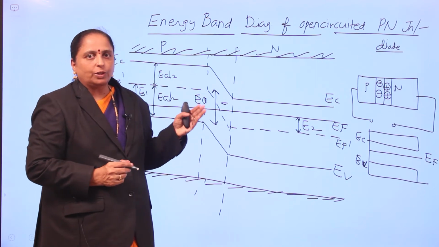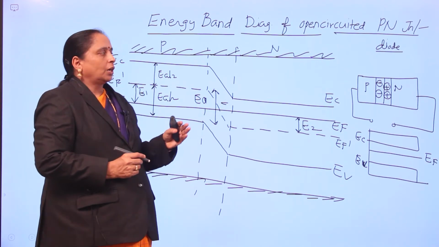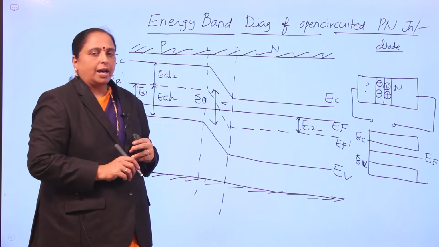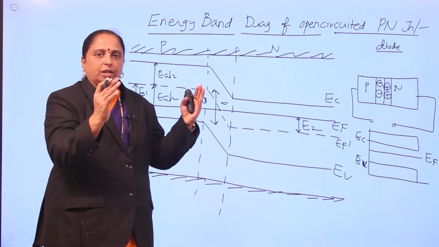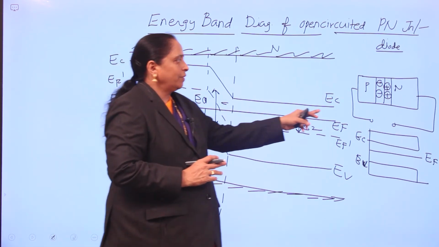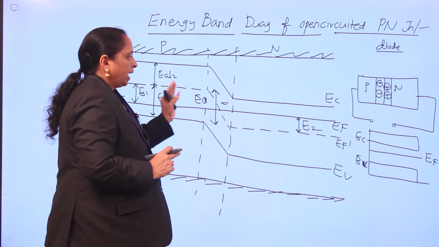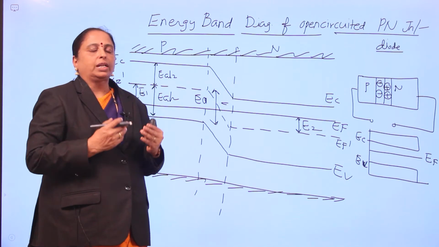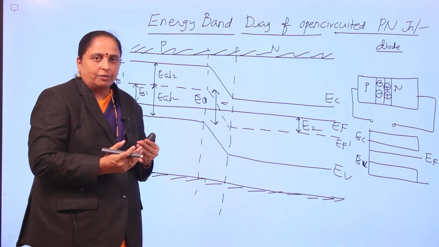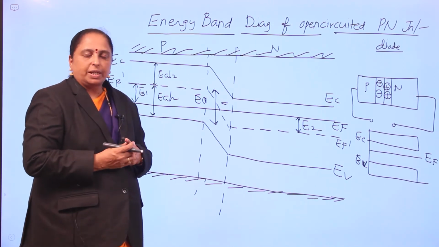From the examination point of view, this is a very important question. The question will be like this: draw the energy band diagram of an open circuited PN junction. That is, whenever there is no supply given to a PN junction diode, how the energy band diagram or how the equilibrium condition will be achieved in case of this PN junction diode.